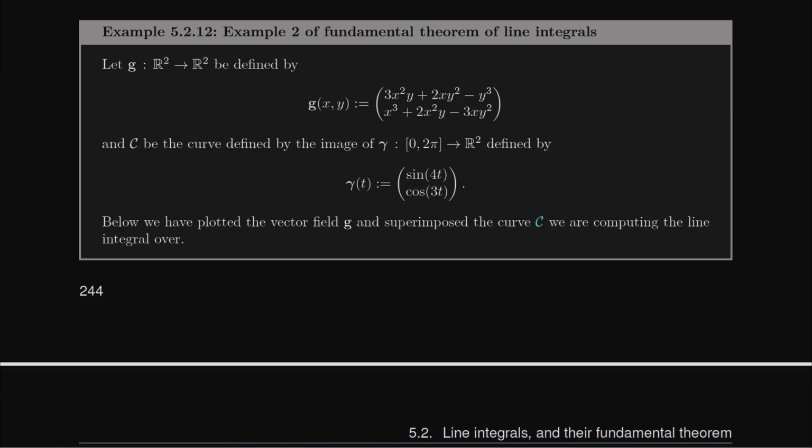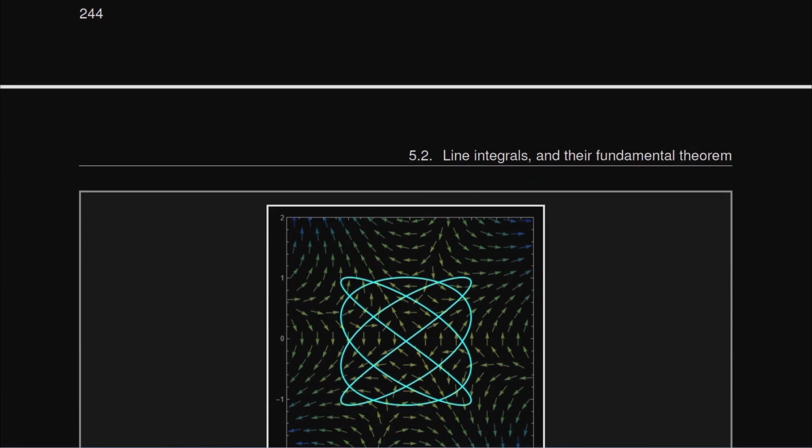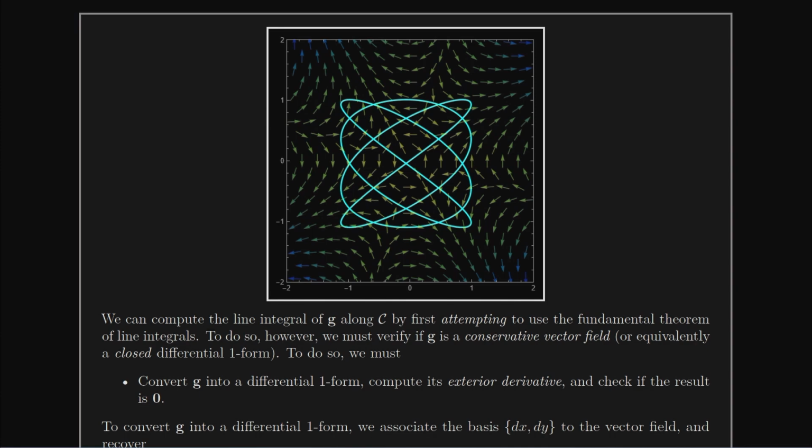So I've got another example of the fundamental theorem of line integrals in action. Here we have a two-dimensional vector field. So we've reduced our dimension a little bit, calling it G. The first output is 3x squared y plus 2xy squared minus y cubed. Second output is x cubed plus 2x squared y minus 3xy squared. And then we're going to evaluate this as a line integral against the path gamma given by sine 4t, cosine 3t over the bounds 0 to 2 pi. Now I have plotted this below. And there you can see the beautiful path embedded in the vector field.